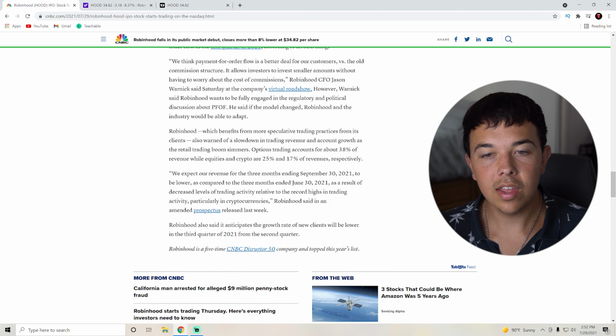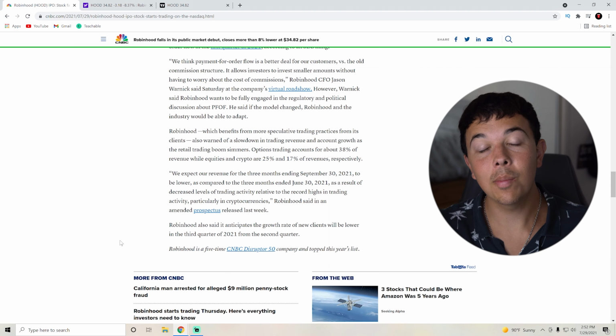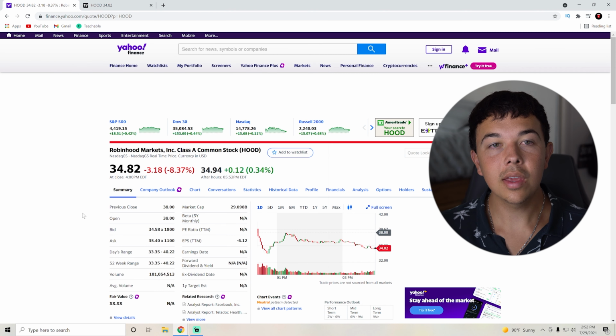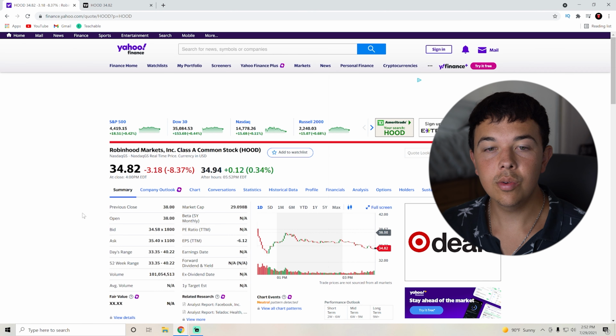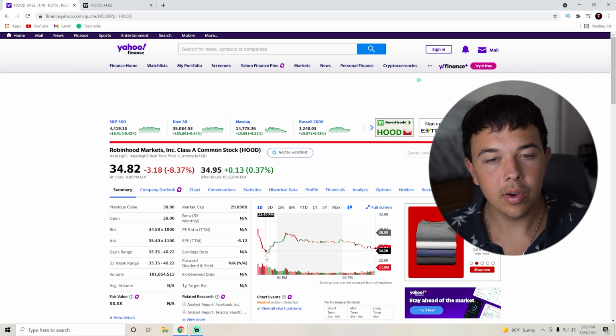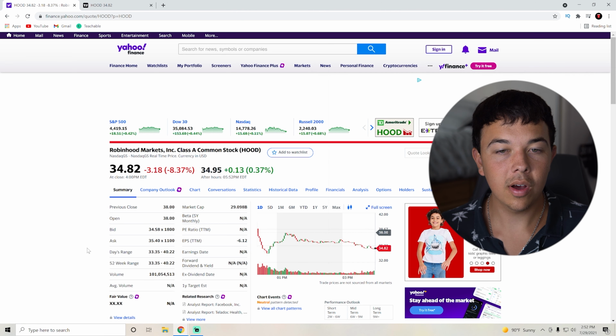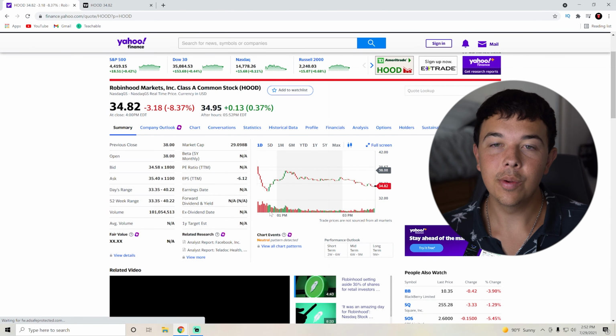Finally, Robinhood also said it anticipates the growth rate of new clients will be lower in the third quarter of 2021, and that could be why Robinhood is down about 8% on the day. Okay, and now we can come here to Yahoo Finance to do a little bit more digging. Right now, they are roughly valued at about $29 billion, with earnings per share of -6.12. That's not exactly what we would like to see.